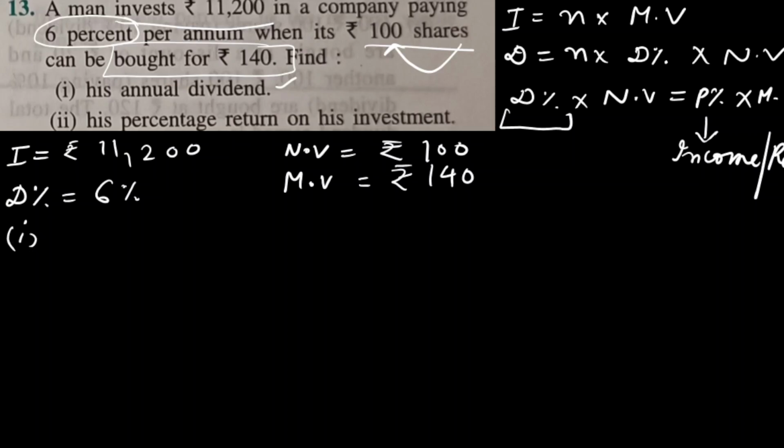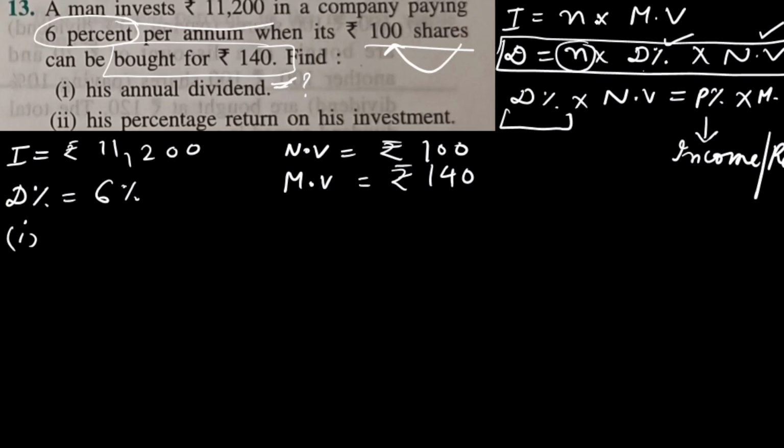First of all we'll see the formulas. Annual dividend we have to find, and dividend we can find with the help of the second formula. This is equal to number of shares into dividend percent into nominal value. If you see this formula, nominal value is given to us, dividend percent is given to us, but number of shares is not there. So for finding dividend, we need number of shares.